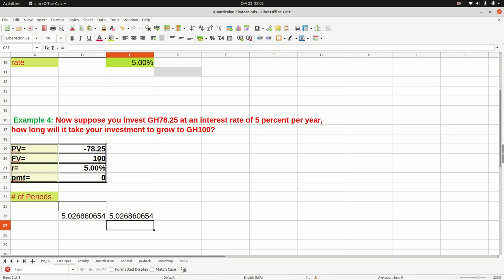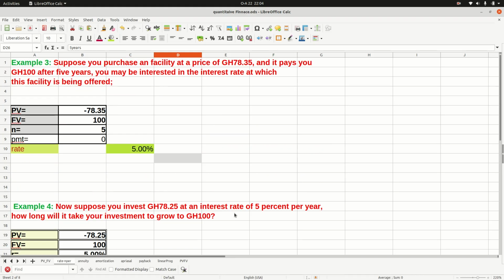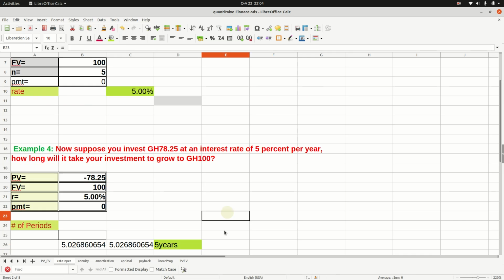So 5.026, it means we are using approximately 5 years to be able to achieve our investment to 100 Ghana cedis, given that we can invest 78 cedis 25 pesewas. Okay, so it will take us as long as 5 years to be able to reach 100 Ghana cedis, and you want to ask yourself why. It's because of the interest rate given and then whatever you are starting with. All right, so that is how we find this rate and then the number of periods for any given problem. As simple as that. See you in the next episode.